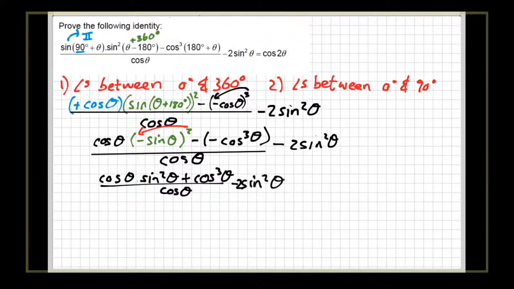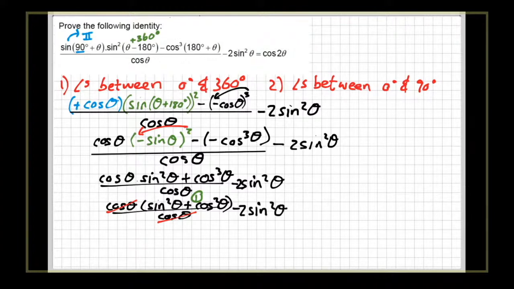At the top, I can take out a cos common, leaving me with sin squared theta plus cos squared theta, all over cos theta, which means that cos divides away with that cos, they become 1. And sin squared plus cos squared is also 1. Oh, this is absolutely lovely. So I'm left with 1 minus 2 sin squared theta.